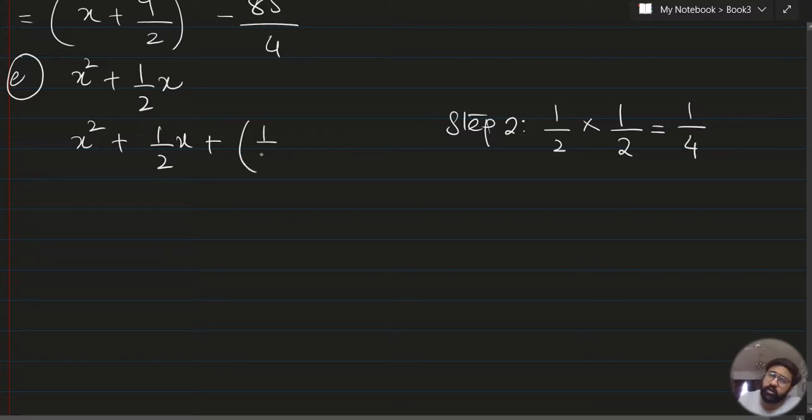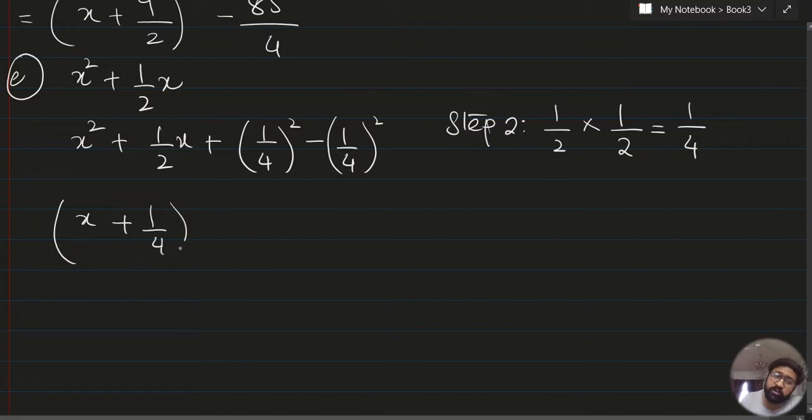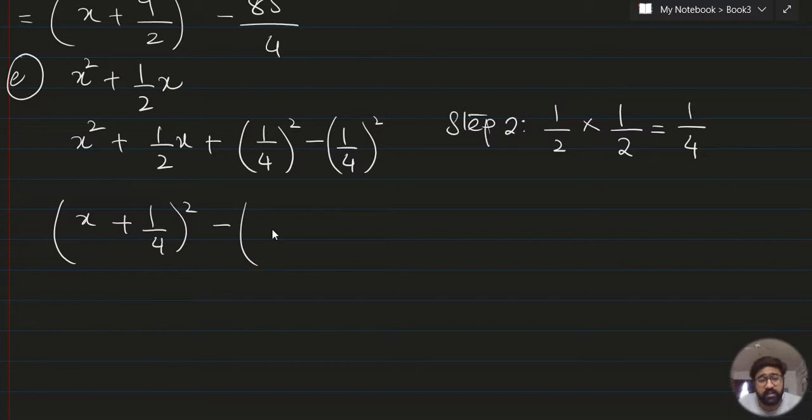So you are going to add the square of 1 over 4 and you are going to subtract the square of 1 over 4. So first three terms are again making the identity, and the identity in this case is x plus 1 over 4 whole square, and the next is 1 over 16.